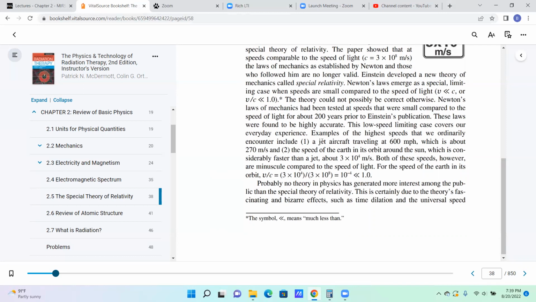Examples of the highest speeds that we ordinarily encounter are a jet aircraft, about 600 miles an hour, which is about 270 meters per second, and the speed of the Earth in orbit around the Sun, which is considerably faster than the jet, about 3 times 10 to the 4th meters per second. They're both much, much smaller than the speed of light.